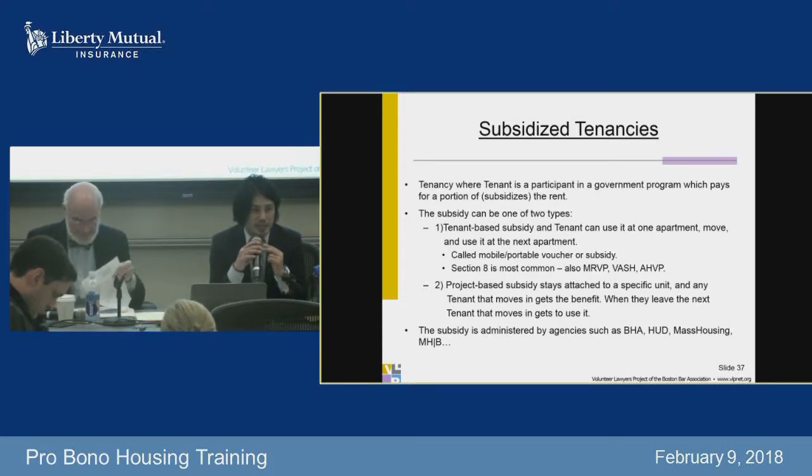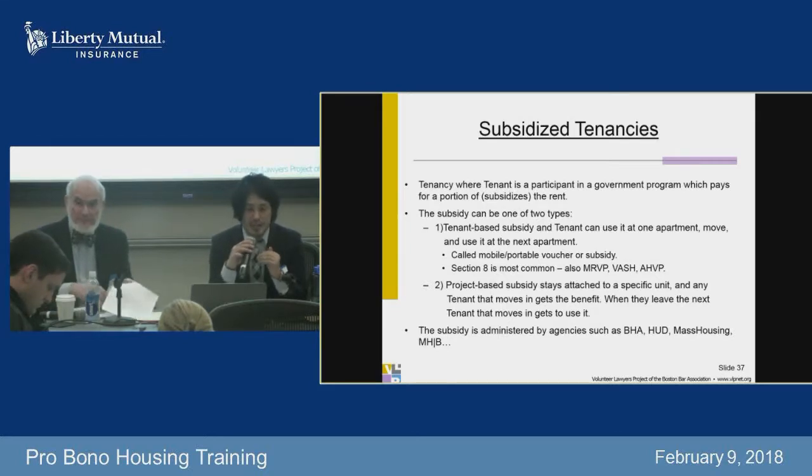A tenant-based subsidy is one in which the tenant has the subsidy and they get to use that in an apartment, and if they want to move, they can move to another apartment and they can use that subsidy at the next apartment. It's called a mobile or portable subsidy. It's also known as a voucher. Section 8 is something that you might have heard of. Section 8 is the most common one that we come across, the most common one nationally anyway.